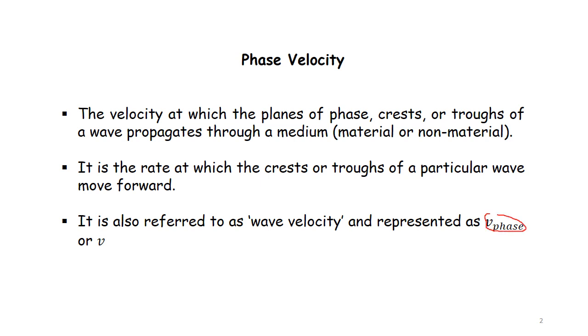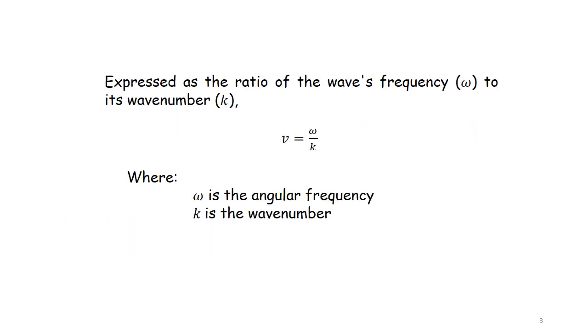or you see some people write it as v, with p subscript, so that's phase velocity. And this is expressed as the ratio of the wave frequency to its wave number.